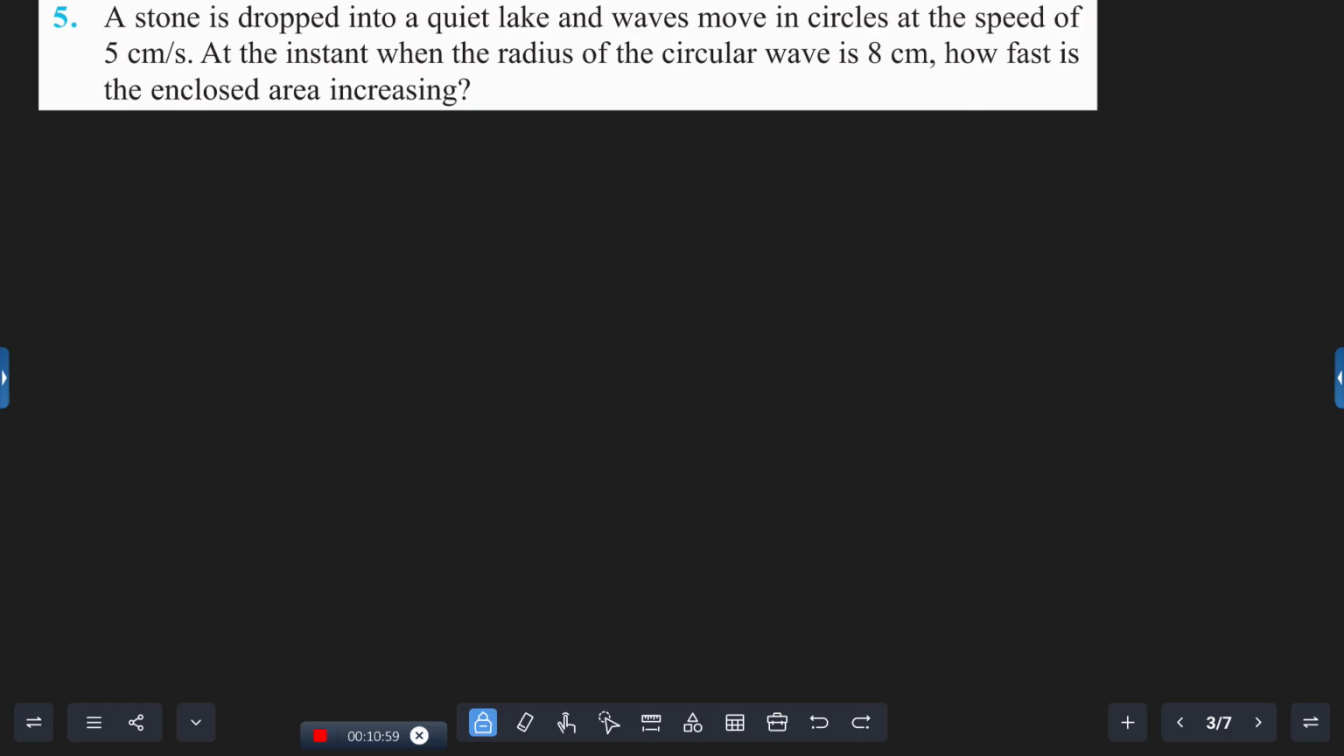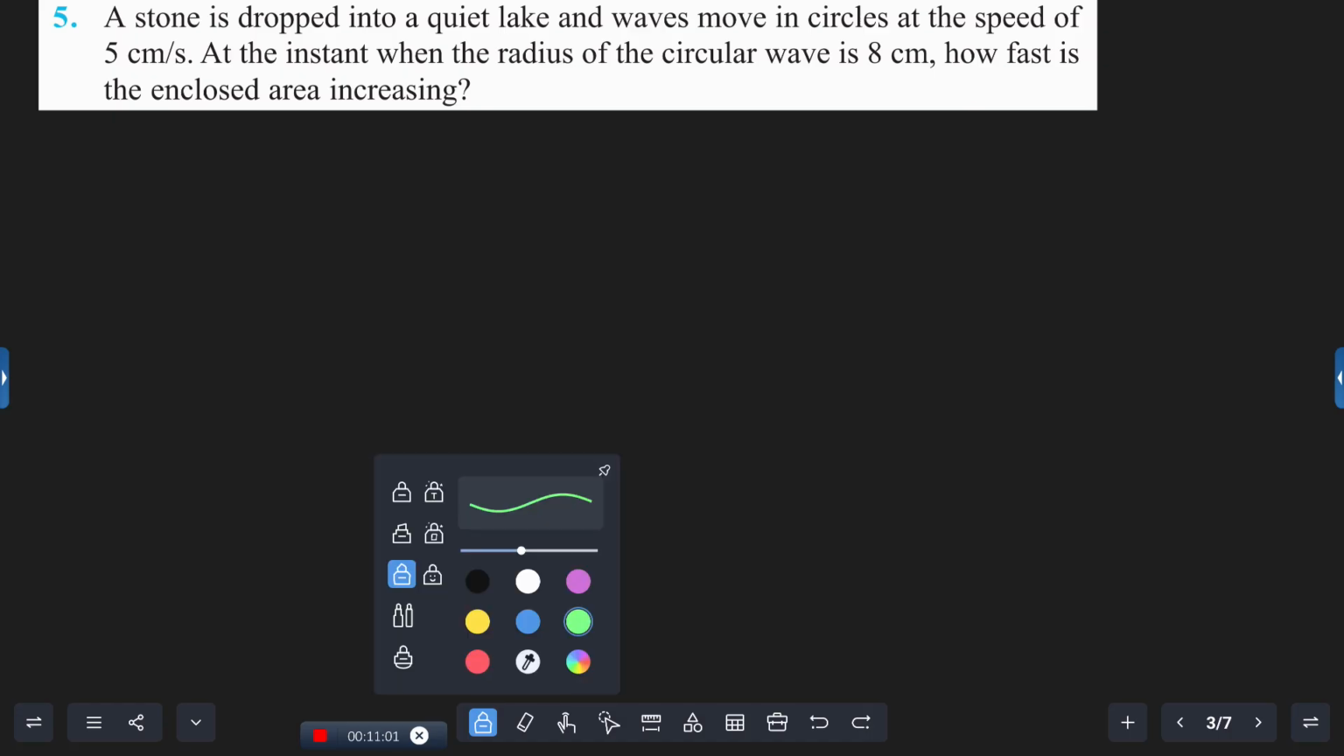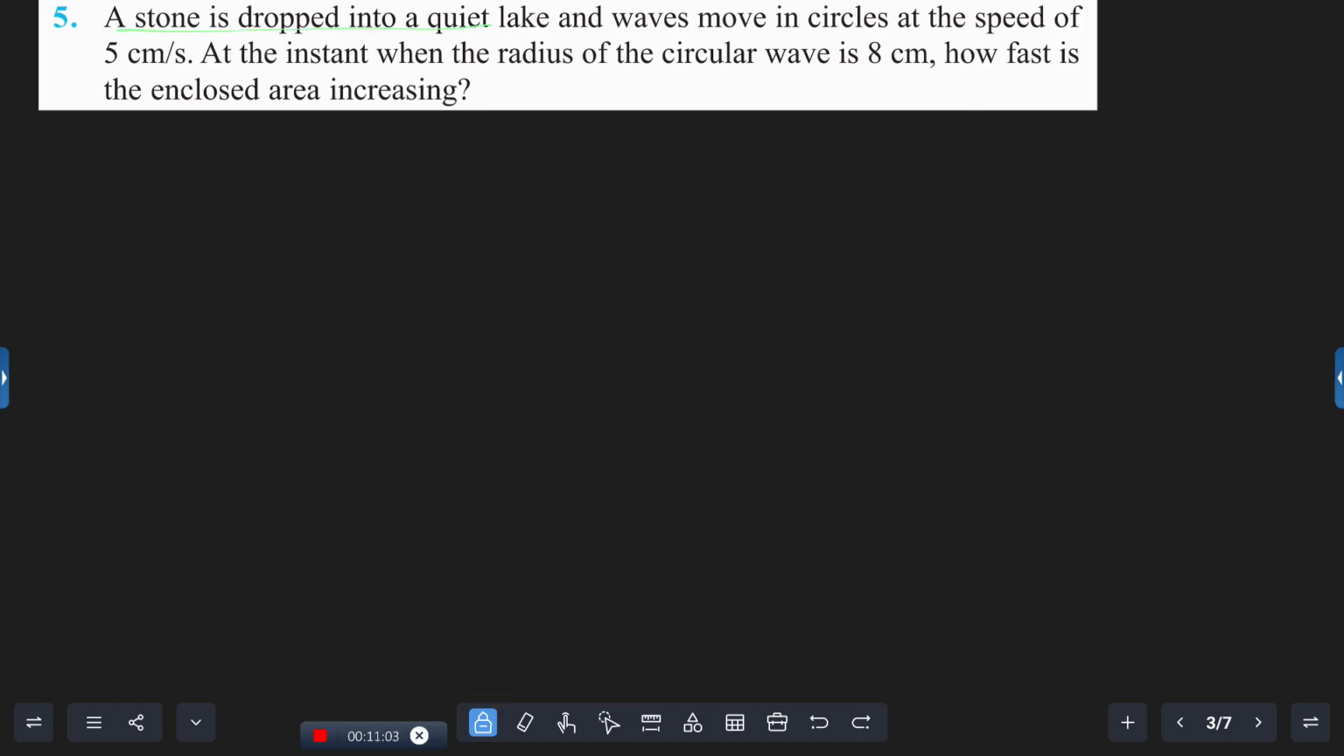Next, a stone is dropped into a quiet lake. There is a lake. Listen, in the lake generally water will be there. Am I right? Generally.